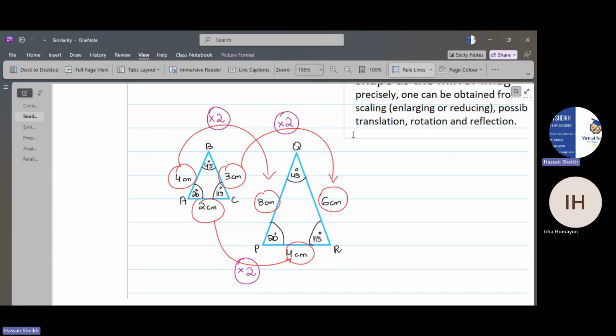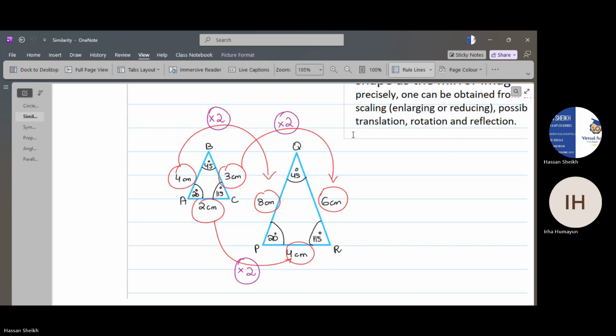If you check side AB, it is 4 centimeters and the side PQ is 8 centimeters. Now we have AC as 2 centimeters and PR as 4 centimeters. Side BC is 3 centimeters and side QR is 6 centimeters. Do you think there exists a ratio, a number that could be multiplied or divided to get the length of the sides of triangle PQR?